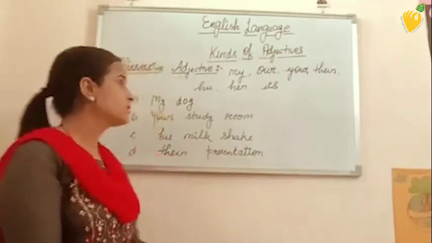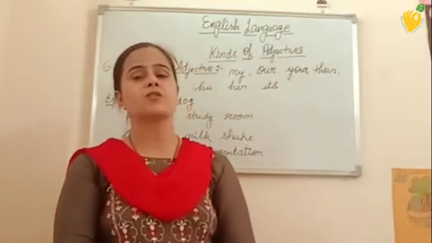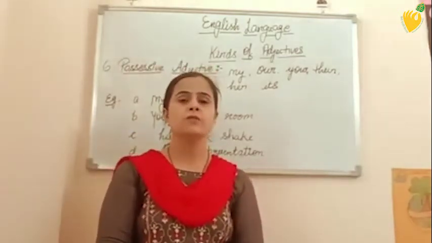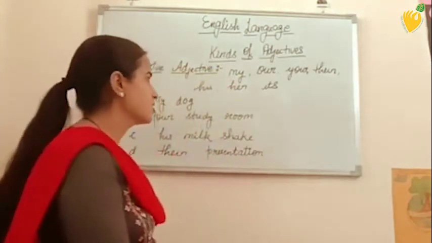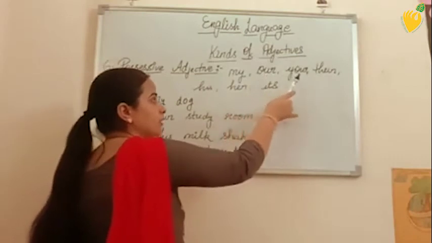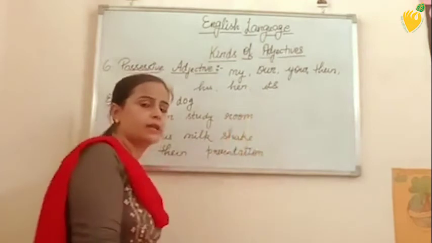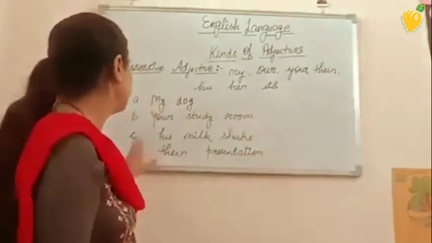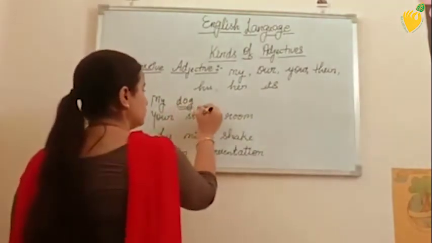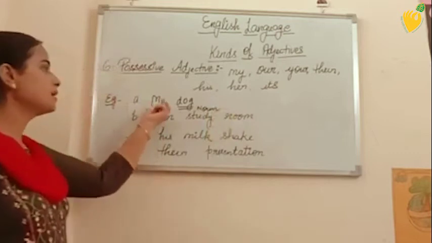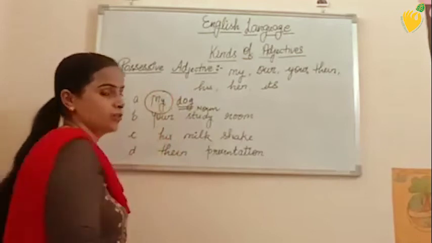Now students, the sixth one is possessive adjectives. The adjectives which we use to show possession, or you can say ownership or belongings, are known as possessive adjectives. The words such as my, our, your, their, his, her, and its are known as possessive adjectives. For example, my dog. In this example, dog is a noun and my is showing possession on this noun word. So, my is your possessive adjective.